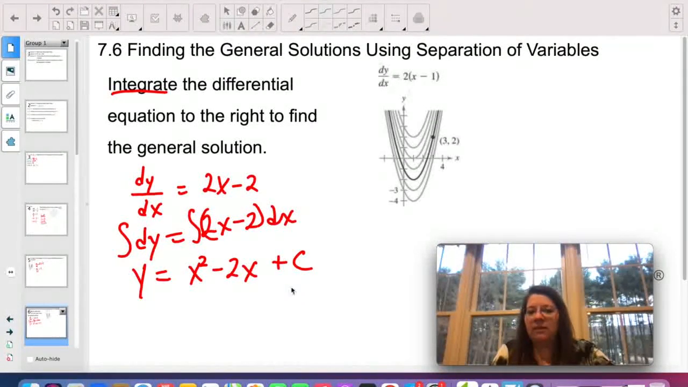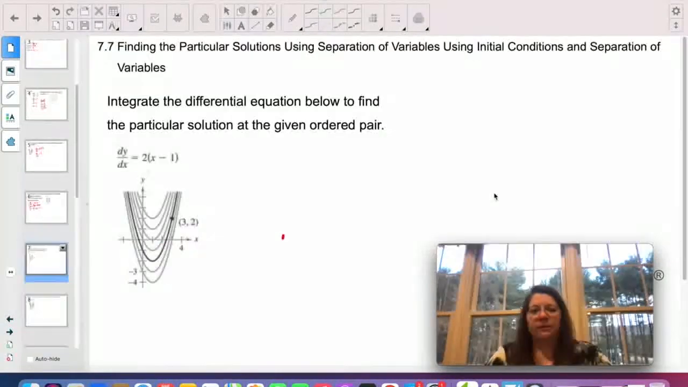So this is the general solution that I get once I do separation of variables and integrate. This takes us to lesson 7.7, finding the particular solution using separation of variables. If you're asked to find the particular solution, you have to find the general solution first, then plug the ordered pair into what you got to get the particular solution. So you see how these two go hand in hand.